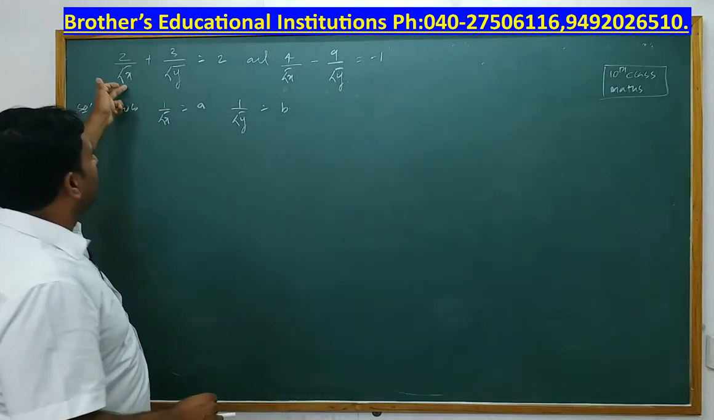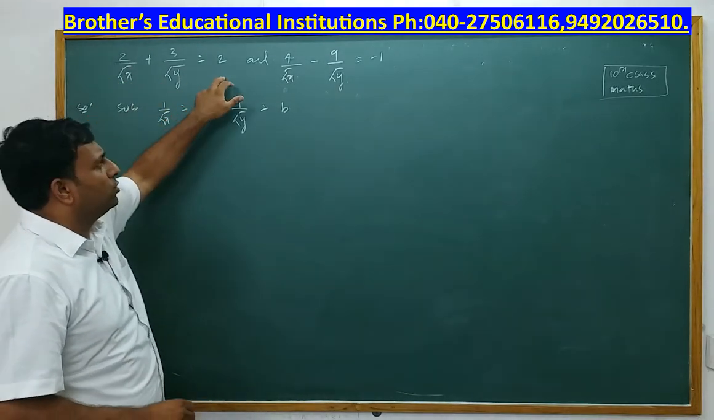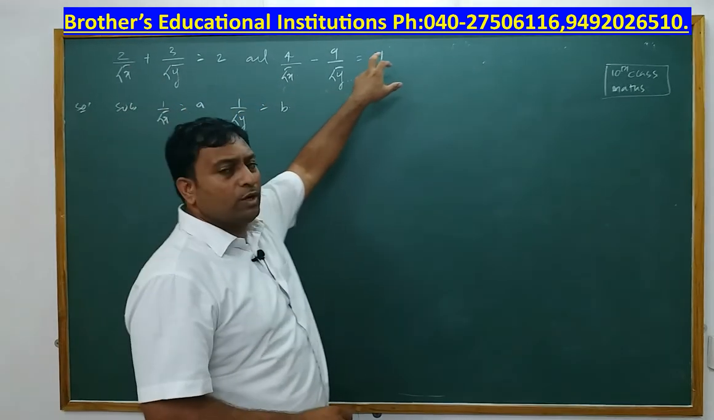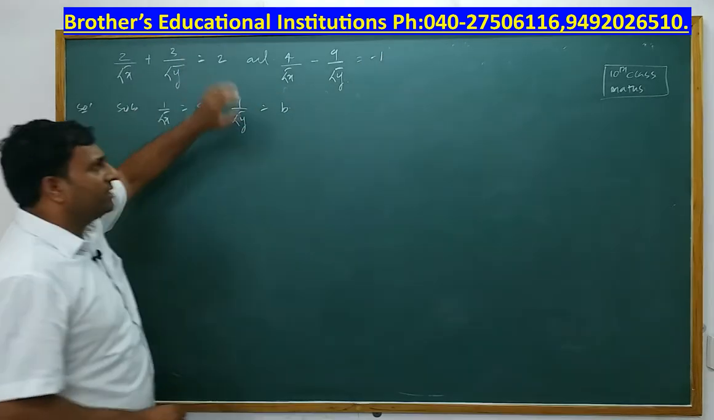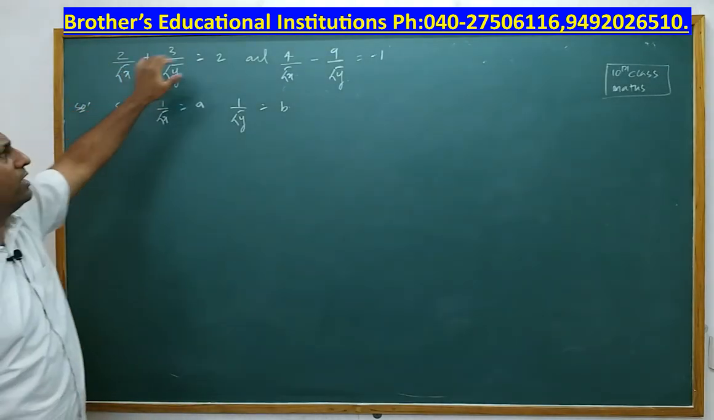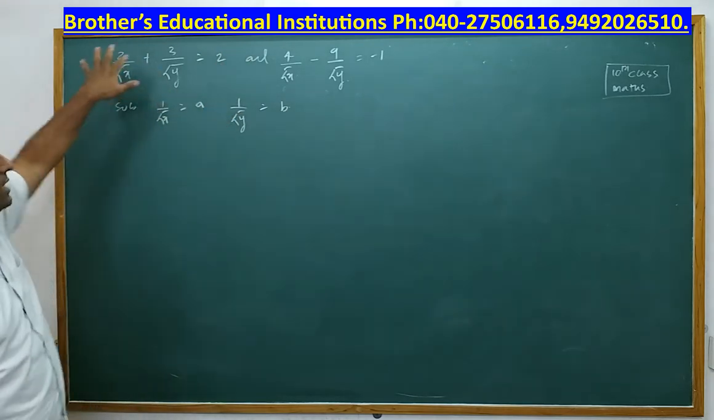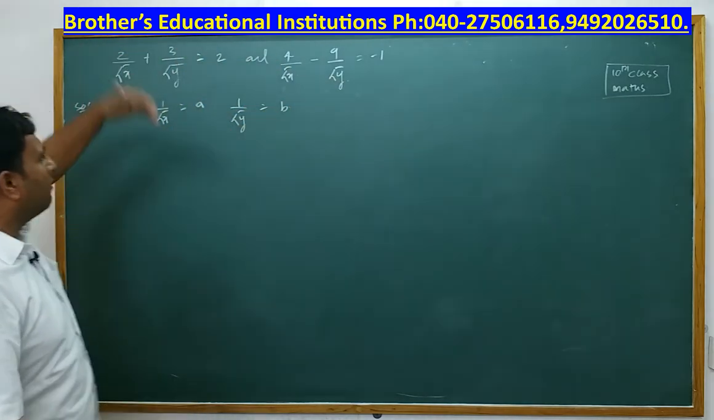This is the numerical. 2 by root x plus 3 by root y is equal to 2, and 4 by root x minus 9 by root y is equal to minus 1. I have to solve this. But before I move forward, I know that they are not a pair of linear equations. They are just a pair of equations. I will convert. How do I convert?